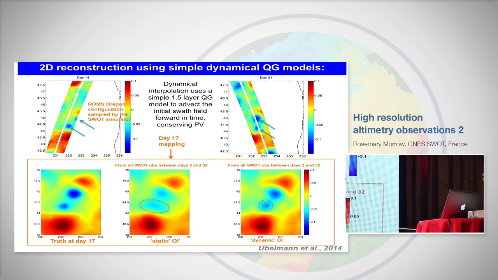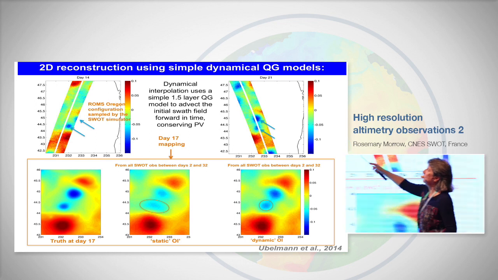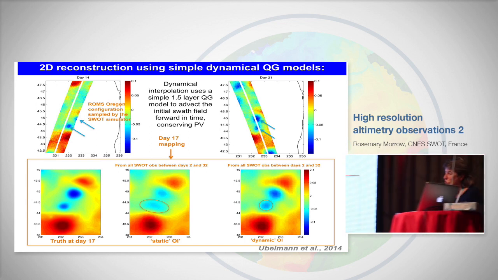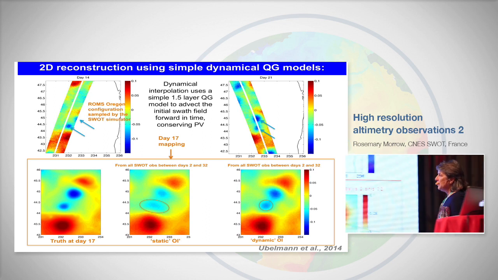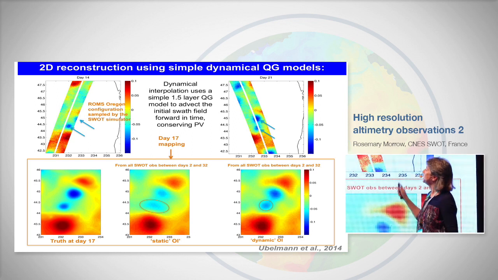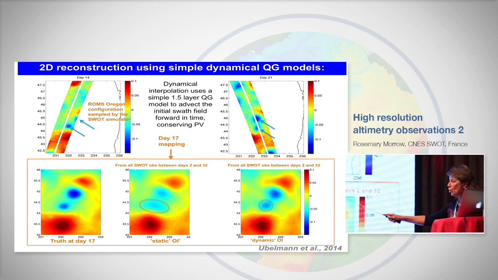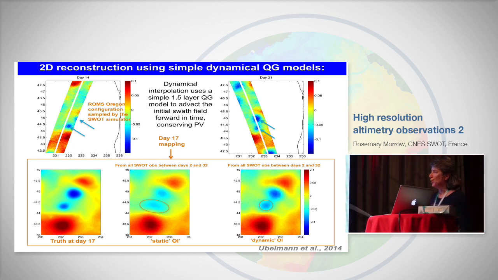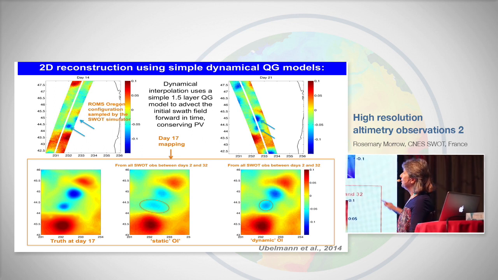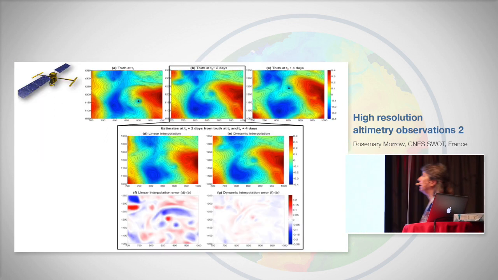So I mentioned yesterday, I won't spend much time on this, there are techniques to try and interpolate between snapshot images using a simple dynamical model with a 1.5 layer QG that conserves potential vorticity. And the difference between the truth between these days at day 14, day 21, reconstructing in the center the truth using normal OI, or using this dynamical model helps move these features in a more dynamical way in between the two snapshots.